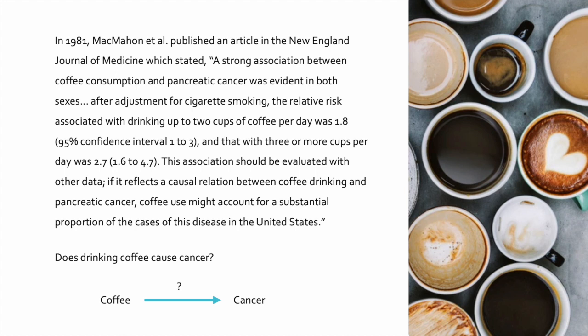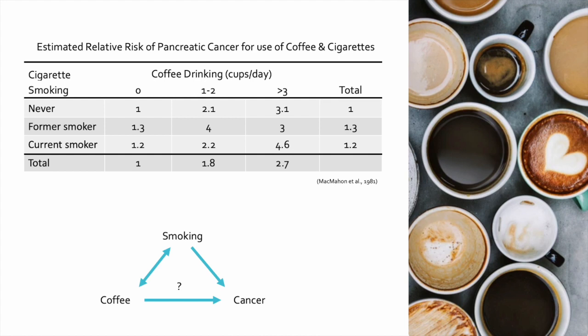And they even thought they found a dose-response effect. Drinking more coffee was associated with a higher risk of cancer than drinking less coffee. So what happened here? A couple of things. You can see why, when looking at their data, they thought that they had really found something here.